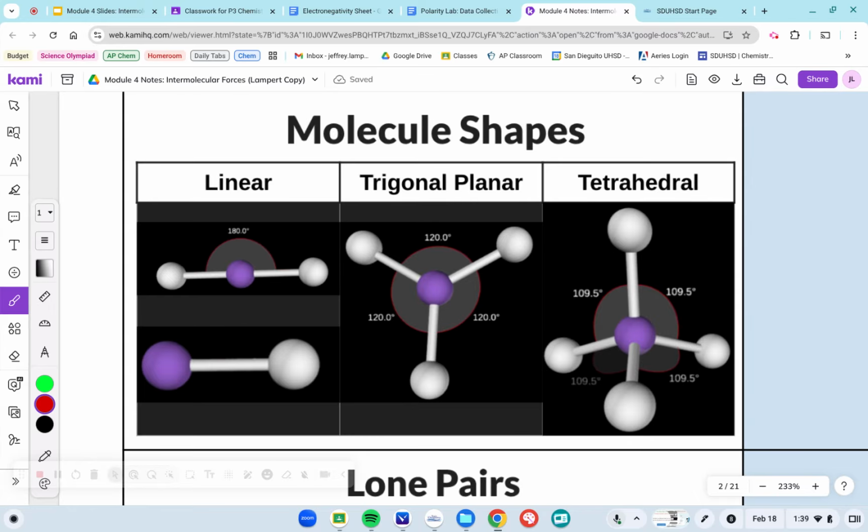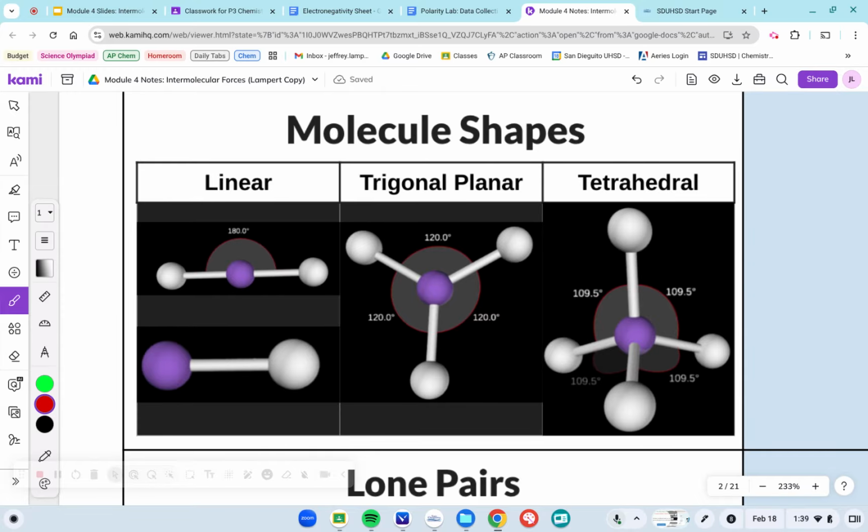Now remember, electrons are going to repel away from each other as much as possible. So if you just have 1 or 2 things attached, the farthest they can get away from each other is like in a straight line, 180 degrees apart. If you have 3 things attached, the farthest apart they can get is about 120 degrees away from each other. And if you have 4 things attached, it's 109.5 degrees apart.